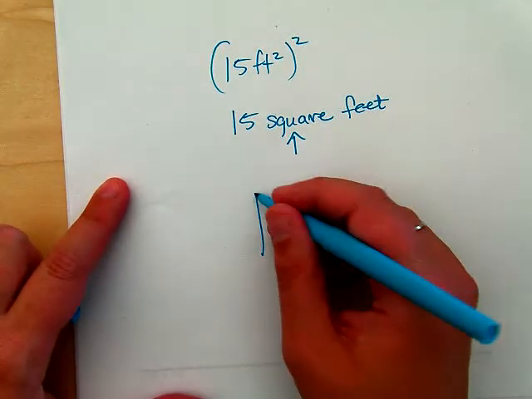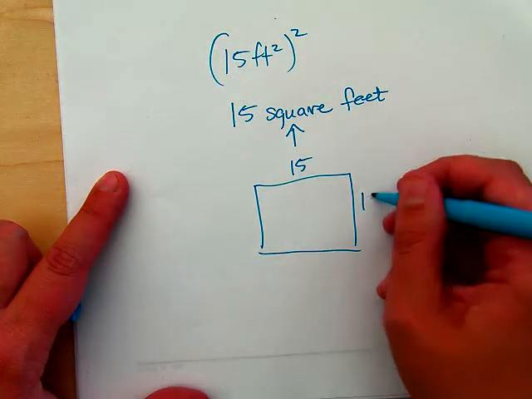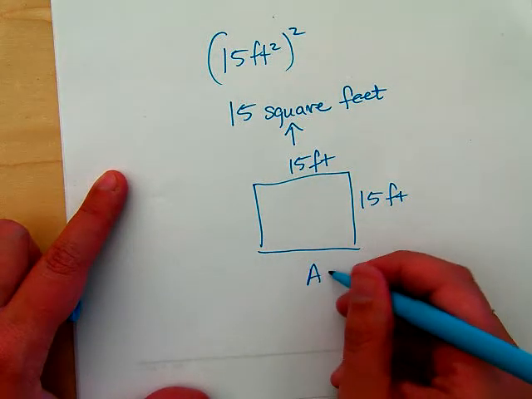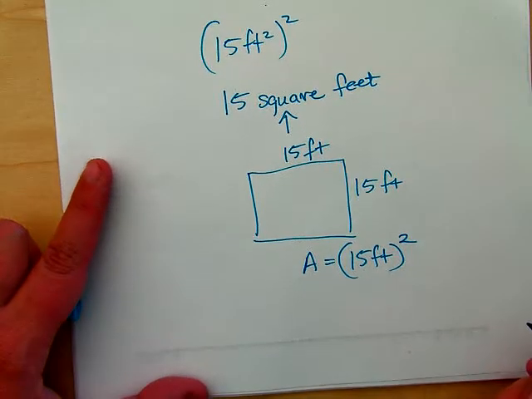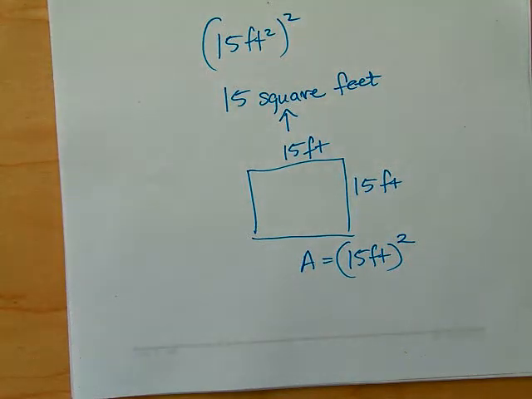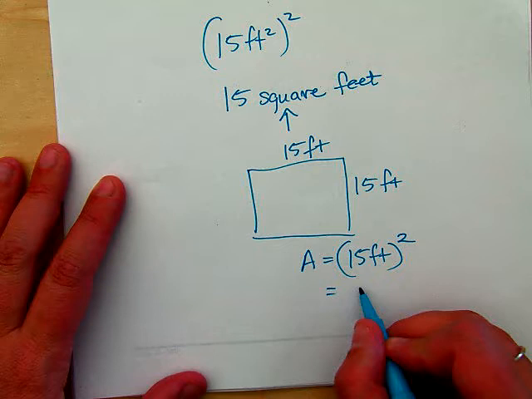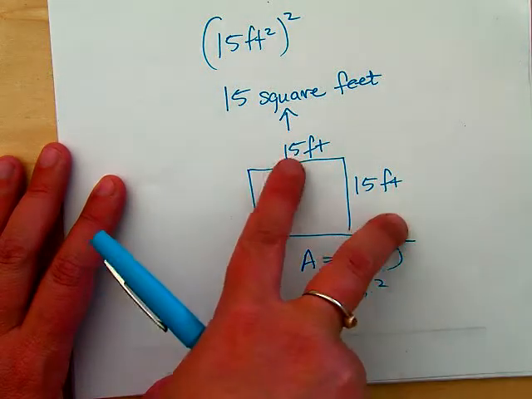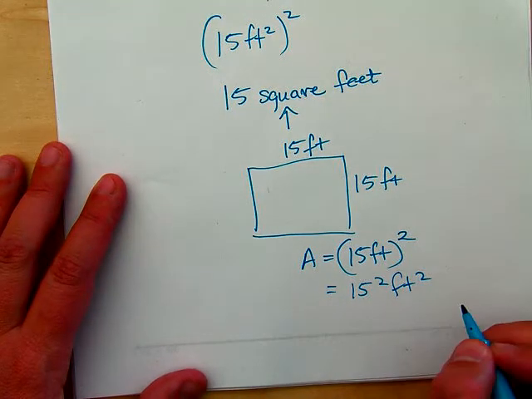Only if you had a perfect square that was 15 by 15, right? Then your area would be (15 feet) squared. And notice the parentheses, so the 15 is included. If I wanted to find the area of this, it's going to be 15 squared because that's the area inside that square, which has a length and width of 15. And then feet squared.